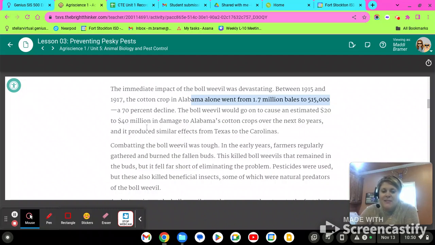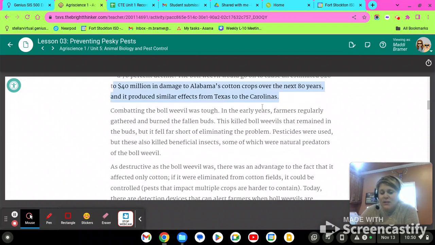It would go on to cause an estimated 20 to 40 million dollars in damage to Alabama's cotton crops over the next 80 years. Similar things happened in Texas and the Carolinas.